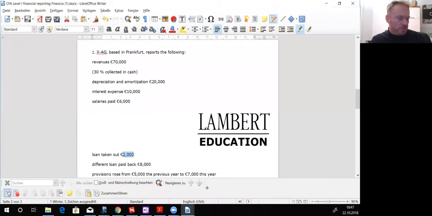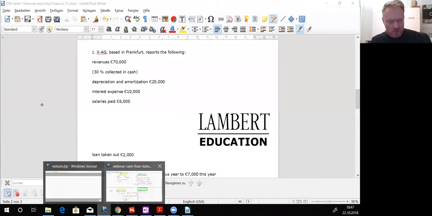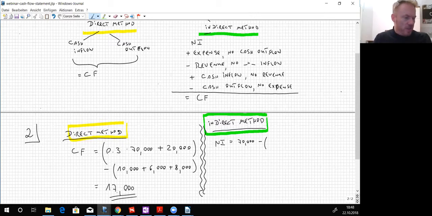So all the three of them are expenses. So as we can see, let's just write them down. 70,000, 20,000, 20,000 plus 10,000 plus the rising of provisions equal to 2,000 euros. That's the rising of provisions.